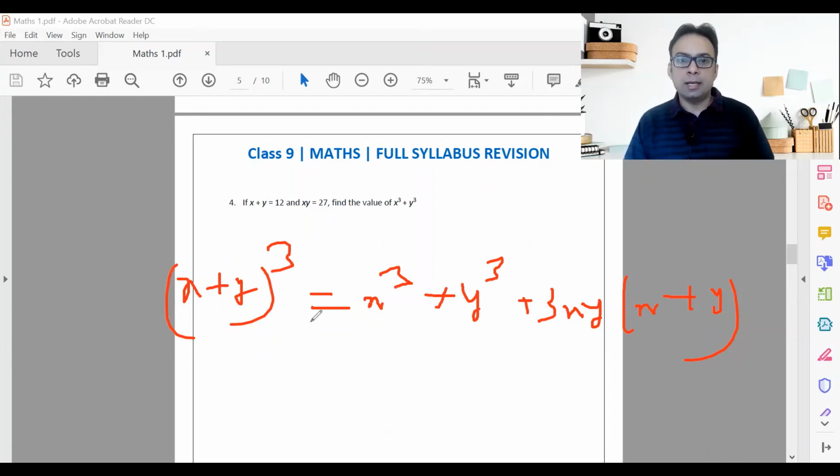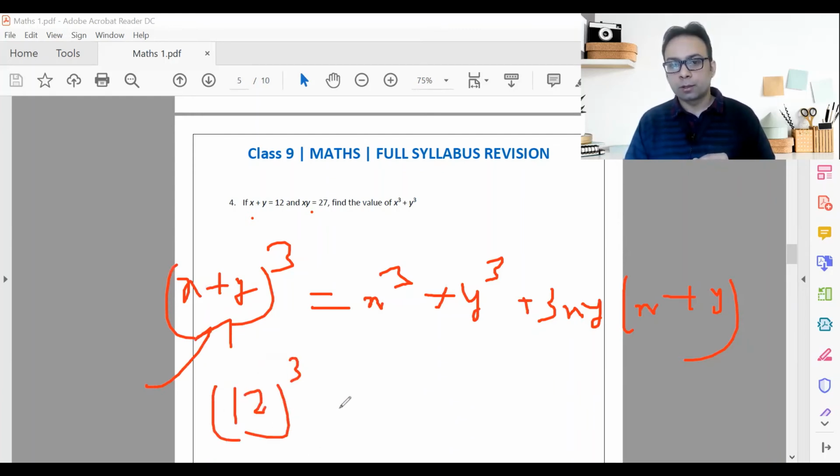Now think clearly, look at the question, what is given, what is not given, and just put in the values. So that IQ development now has to happen by looking at what is given. X plus y is given. So x plus y ki value can be put on the left hand side. 12 put kar denge, this becomes 12 ka cube equals to x cube plus y cube. This is something that we need to find. So let's keep it as it is because this is what we will find out.